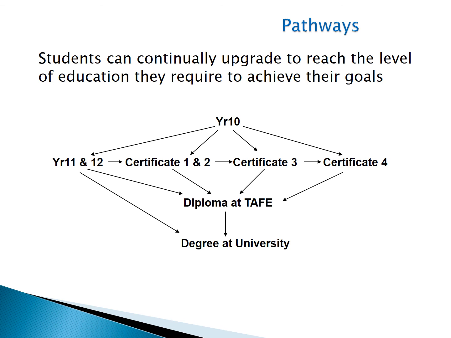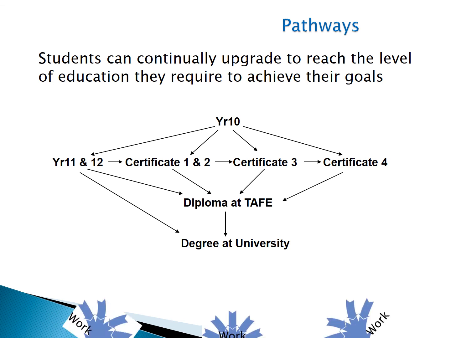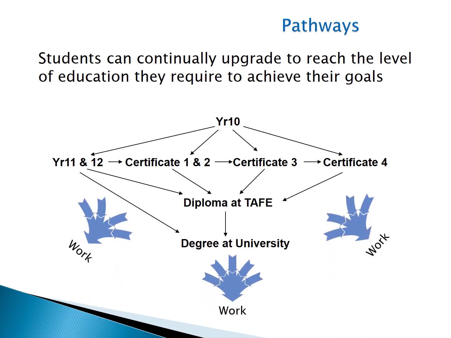And students can continually upgrade to reach the level of education they require to achieve their goals. So you can see from this chart that just because you start with Certificate 2 or Certificate 3 doesn't mean that you can't end up going to university if that's what you choose to do. And as I said earlier, the ultimate goal is that you go into work that you will enjoy.